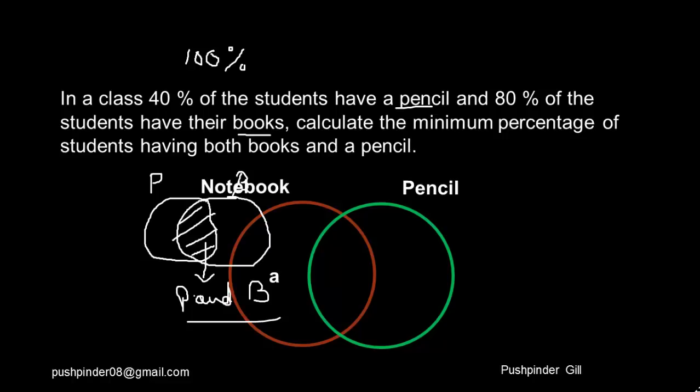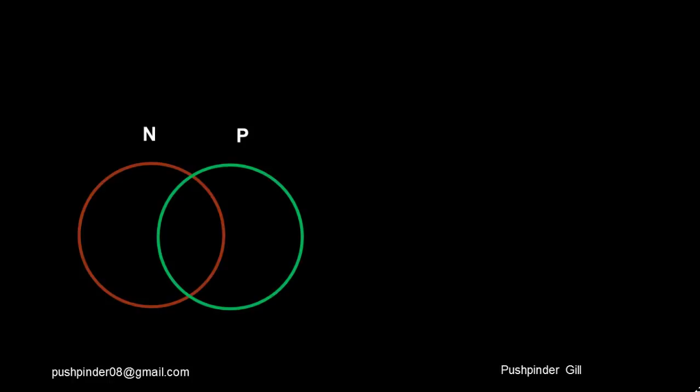Now let us understand what each area means so that we can use that approach in every question. Let us say this orange circle denotes people having notebooks and this green circle denotes students having their pencils with them. There are three areas under this. Let me denote these areas by A, B and C. A is what this whole area denotes, B is what this whole area denotes, and C is what this whole area denotes.